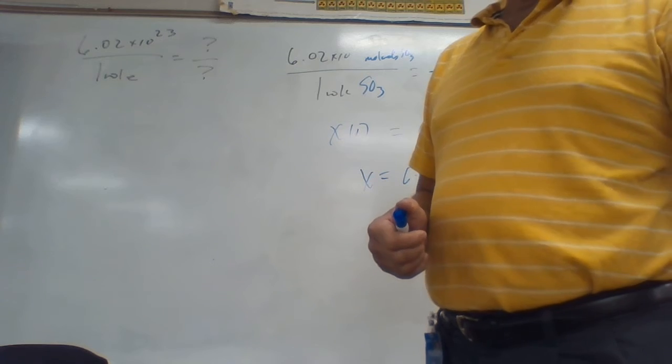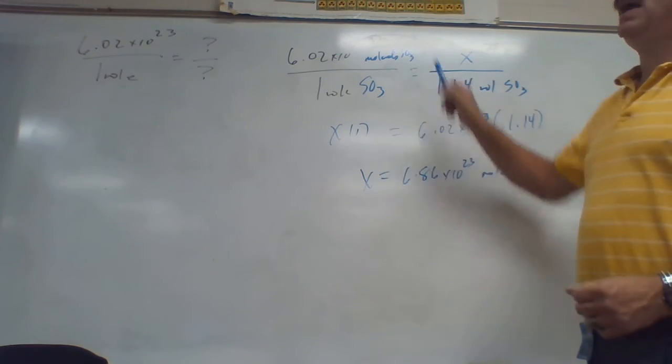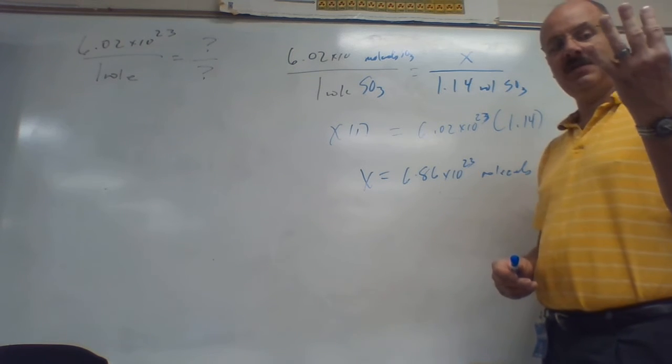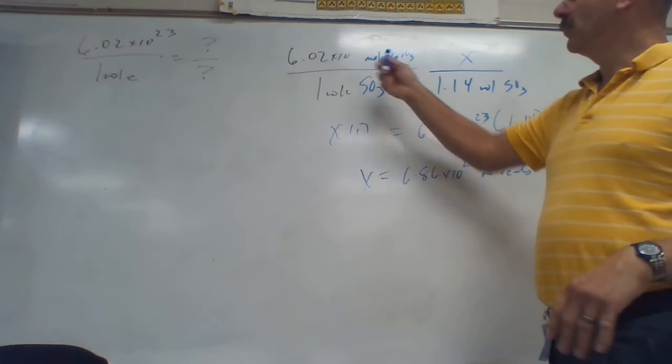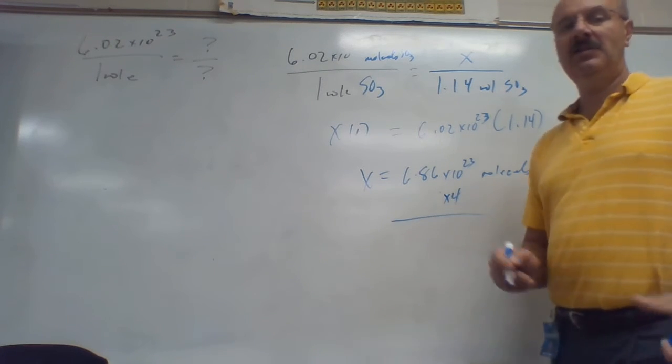Now, one catch in the way this one happened to be worded is it asks for atoms. And because it asks for atoms, we have to go back and look at how many atoms are in SO3. Well, there's one S and three O's. So that means there's actually 4 atoms per molecule. So we really would take this times 4. And if you didn't catch this, that's all right.